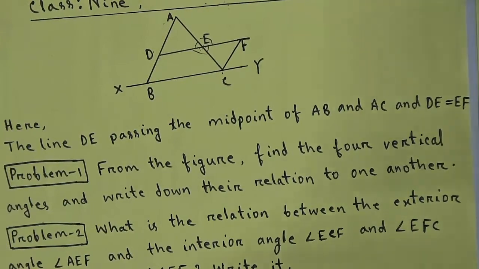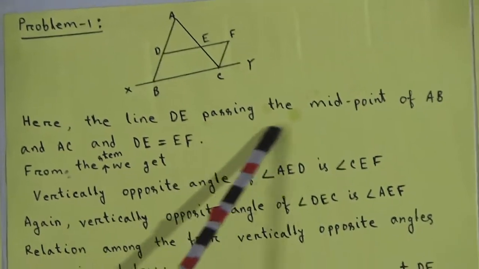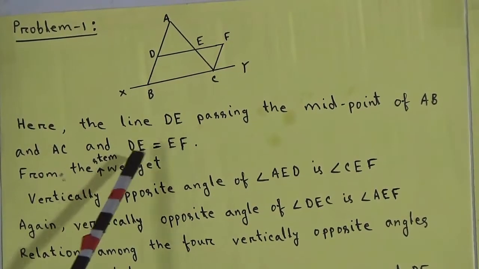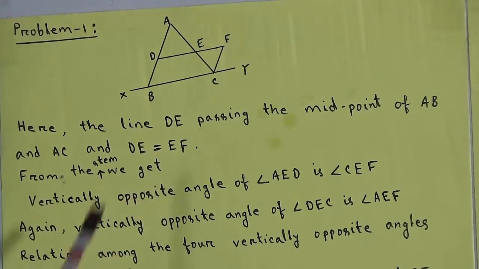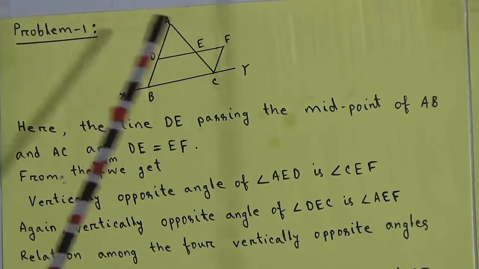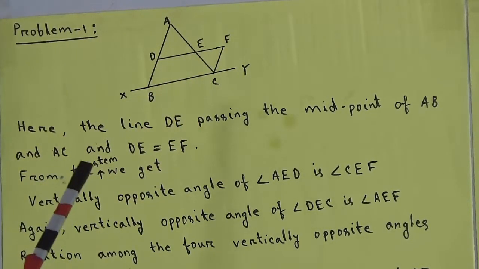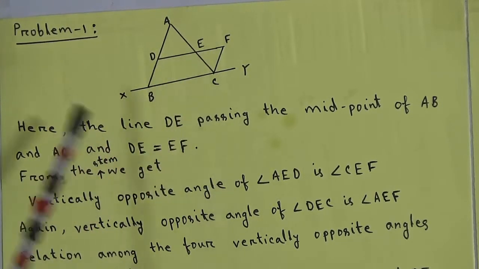Okay, here the solution of question number 1 exists. Here the line DE passes through the midpoints of AB and AC, and DE is equal to EF. From the figure we get the vertically opposite angle of AED. The vertically opposite angle of AED is CEF. Again, the vertically opposite angle of DEC is AEF. Now a relation among the four vertically opposite angles is given below.